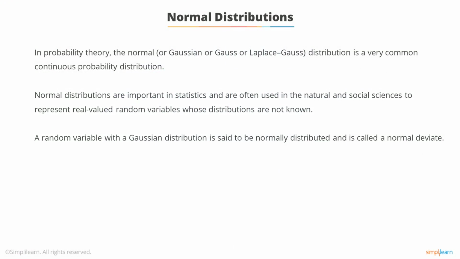So in probability theory, the normal or Gaussian distribution, you might hear Gauss or Laplace-Gauss, is a very common continuous probability distribution. Normal distributions are important in statistics and are often used in the natural and social sciences to represent real-valued random variables whose distributions are not known. A random variable with a Gaussian distribution is said to be normally distributed and is called a normal deviate.